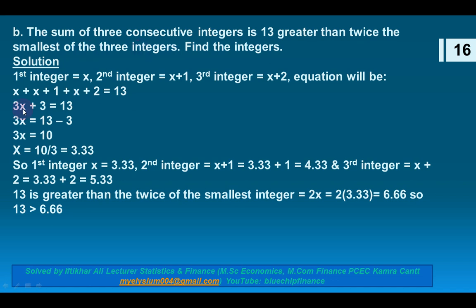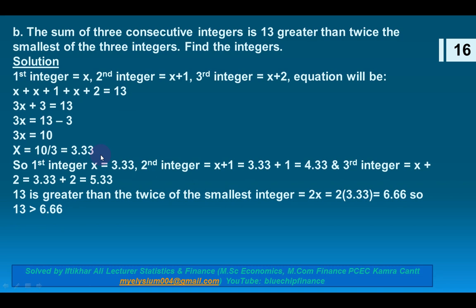First of all, we will have to calculate this. x plus x plus x is 3x, and 1 plus 2 equals 3. So 3x plus 3 equals 13. This constant 3 will go to the other side of the equation and it will turn to minus. So 3x equals 10 and x will be 10 divided by 3, which will be equal to 3.33.